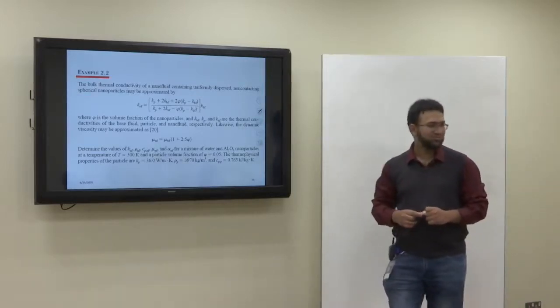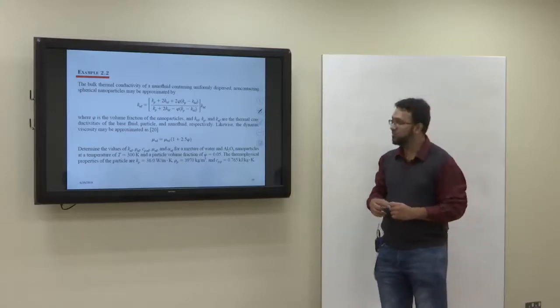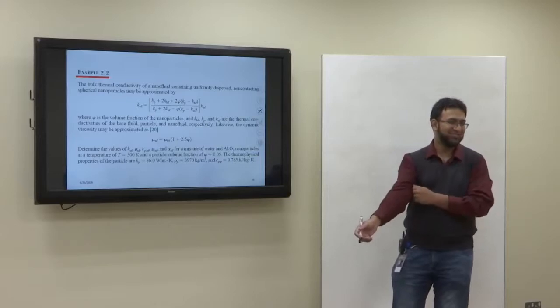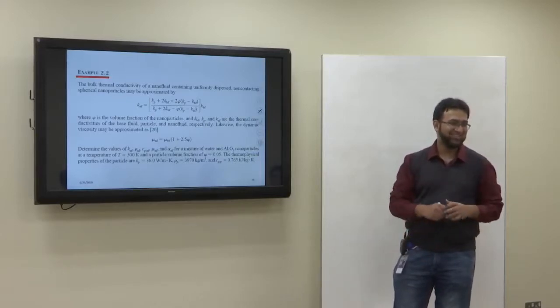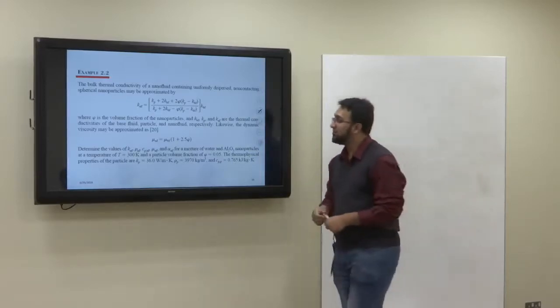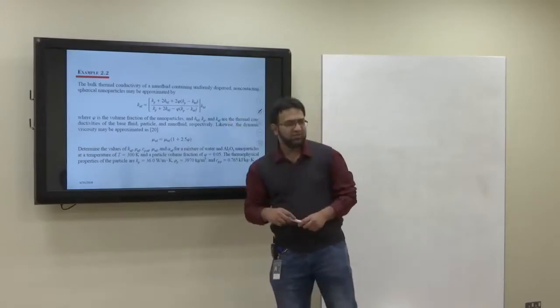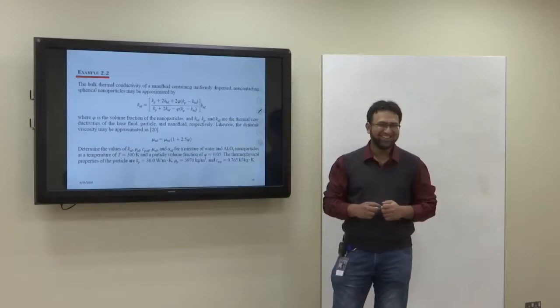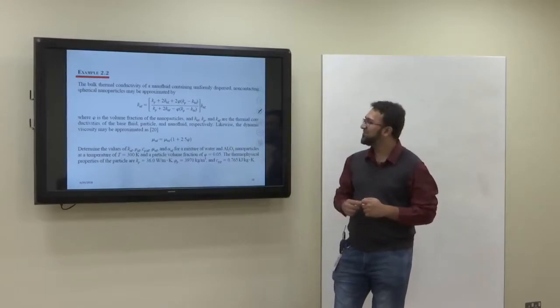Is this a new problem? The formula is given in the problem actually. It says to use this formula. Find the value of K. Okay. The bulk thermal, I told you what bulk means? Large. Okay. The bulk thermal conductivity of a nanofluid.